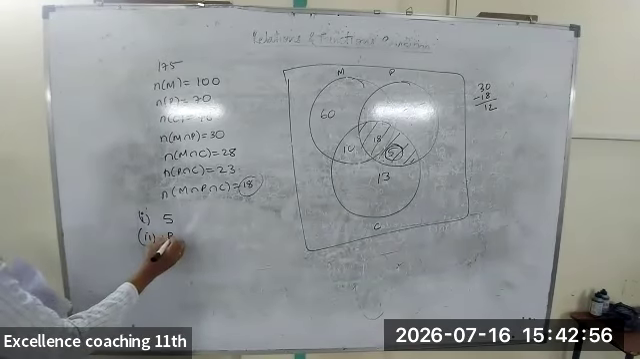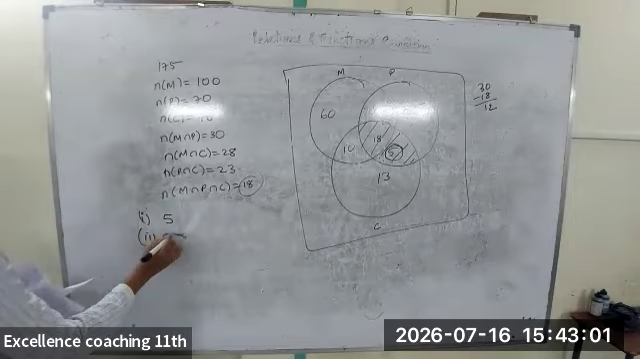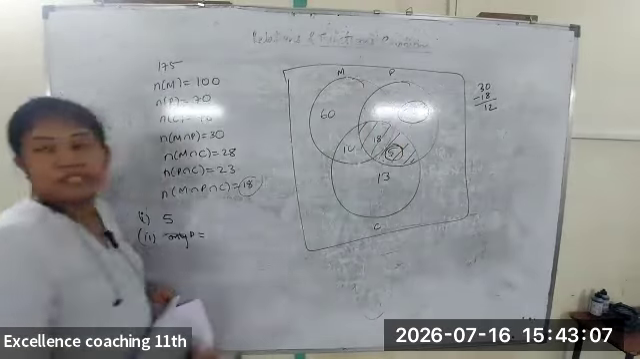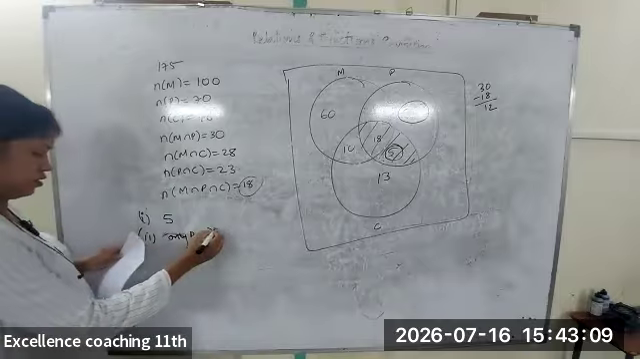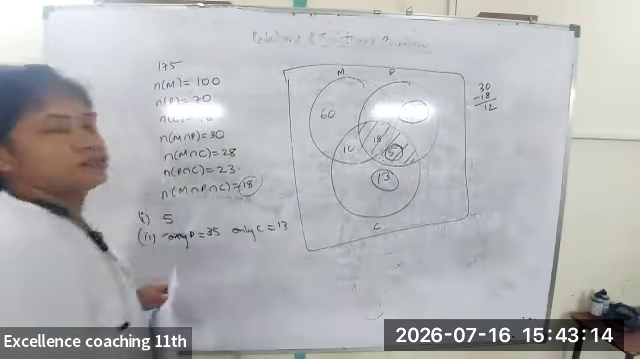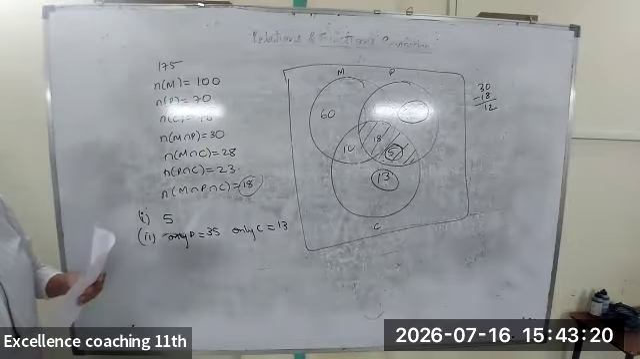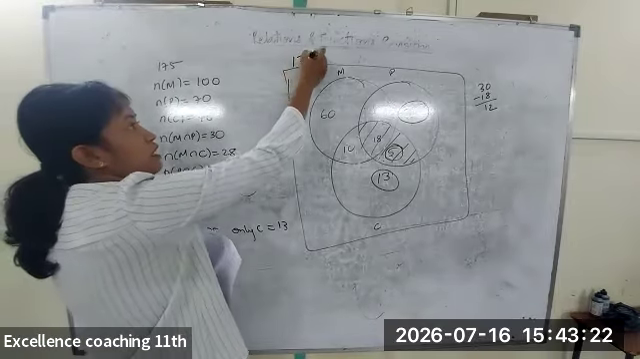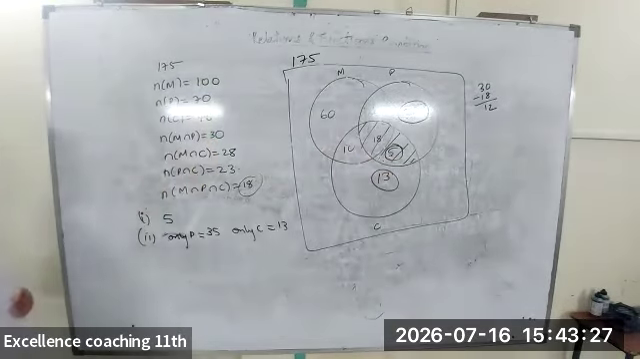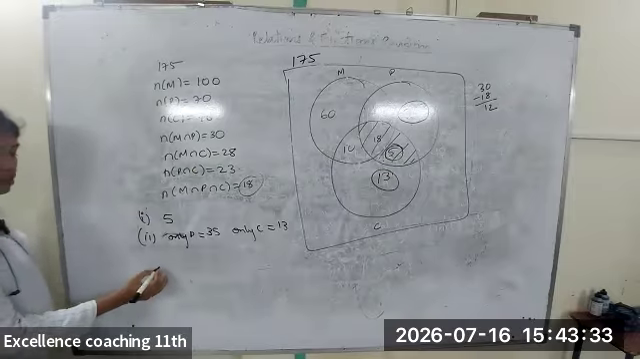Physics alone means only physics. Only physics is this part, which has not been shared with anyone. Only chemistry. And none of the subjects. Now, none of the subjects means the total is 175, and outside some numbers will remain. So you'll have to add all of these numbers. This is also called union. Either you can find it using the formula or directly add. So, third one.